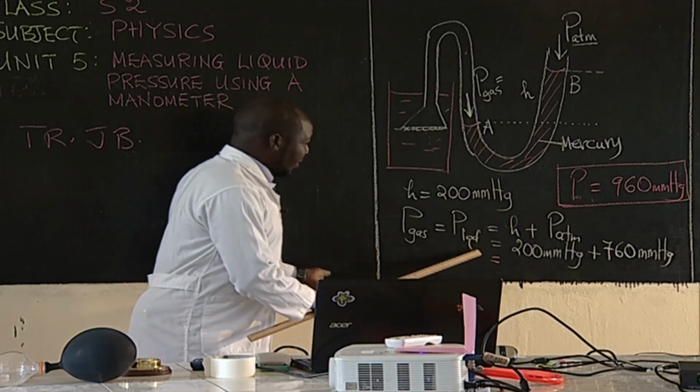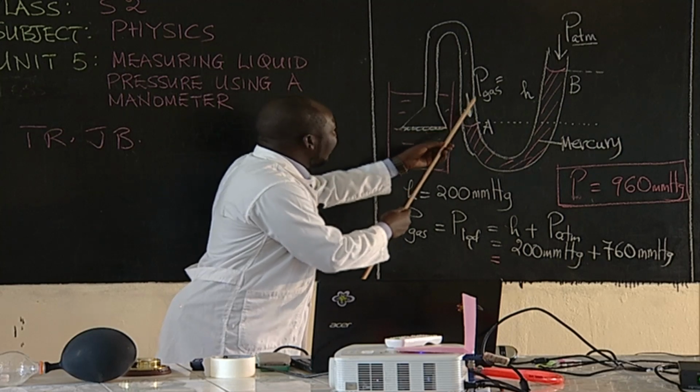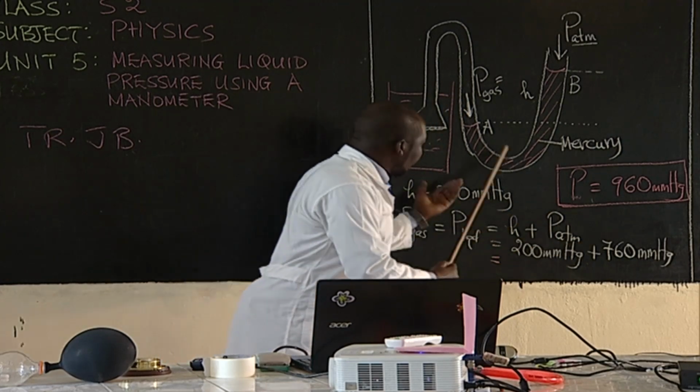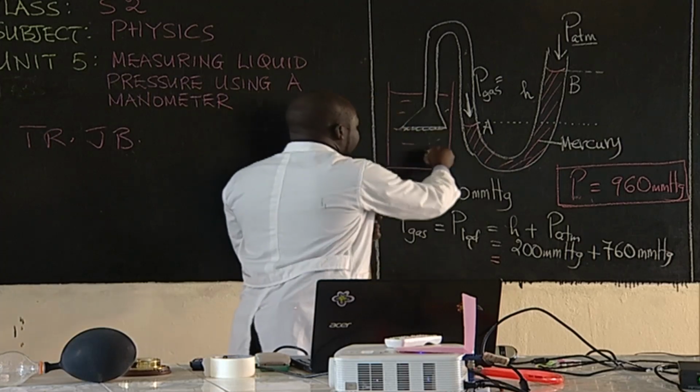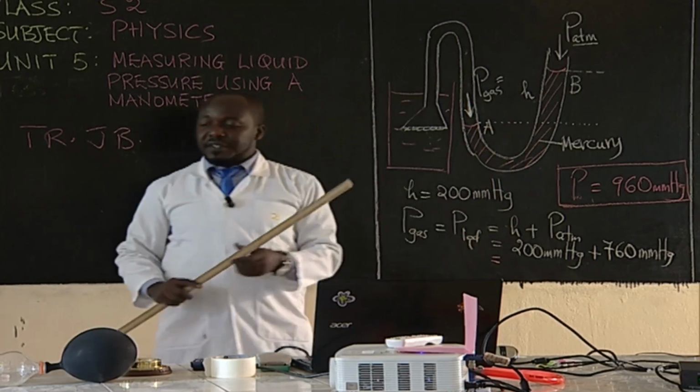Knowing atmospheric pressure, then we can get the pressure being produced by this gas, which is of course coming from the liquid, then we can calculate the pressure of the liquid at that point. As we take this down, then the pressure increases and the height also increases.